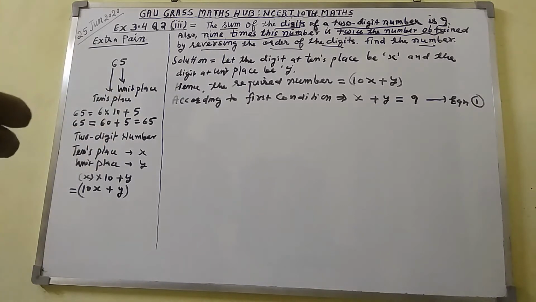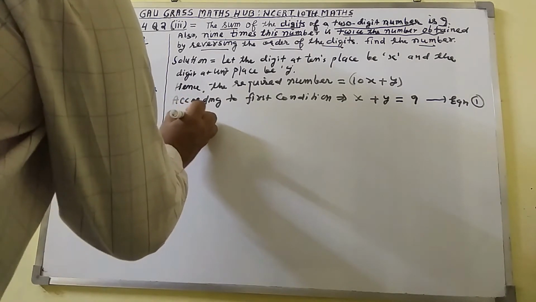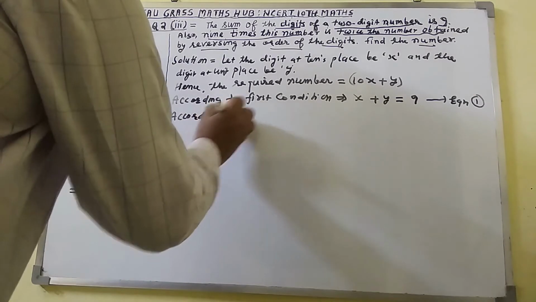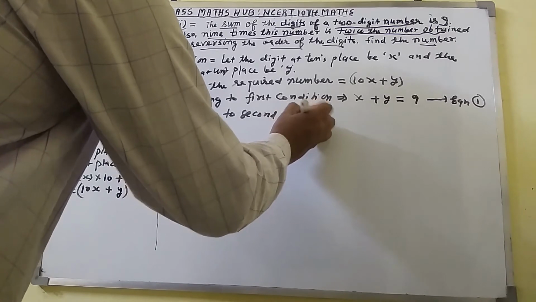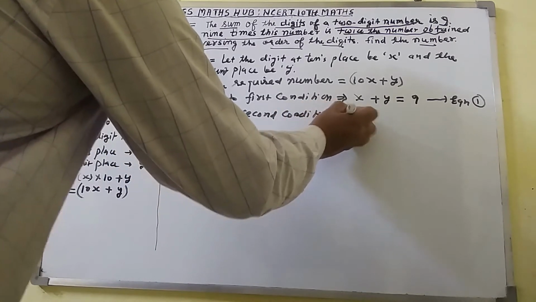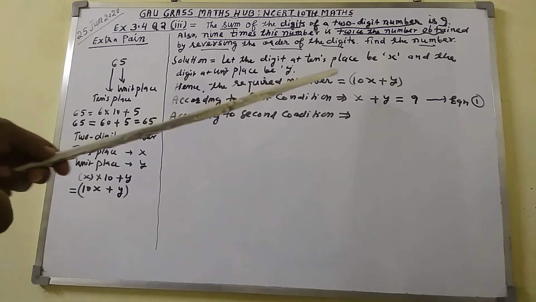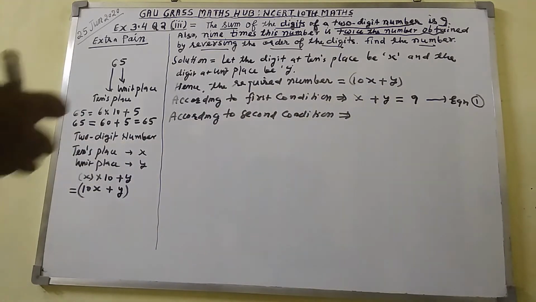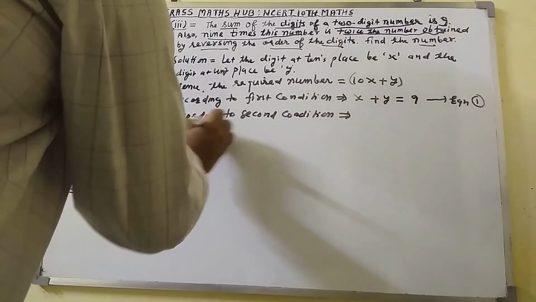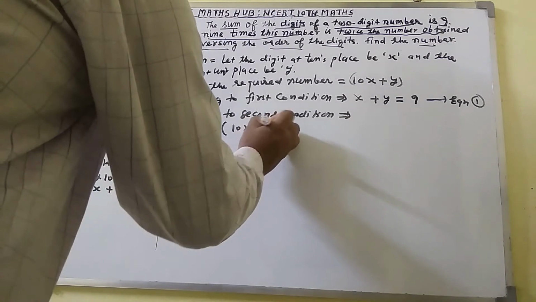Now come to the next. According to the second condition, the second condition says 9 times this number. This means that the number is 10x plus y, because 9 times it will become 9 times of 10x plus y.